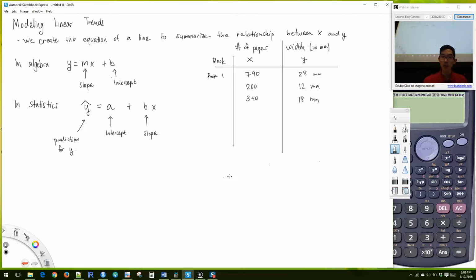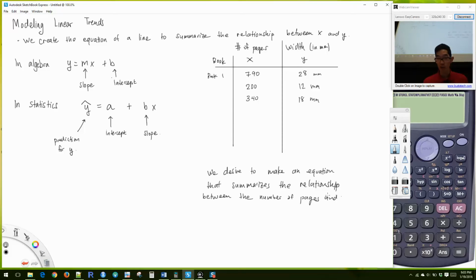Okay, and we want to create an equation that summarizes the relationship between the number of pages and the width of the book.